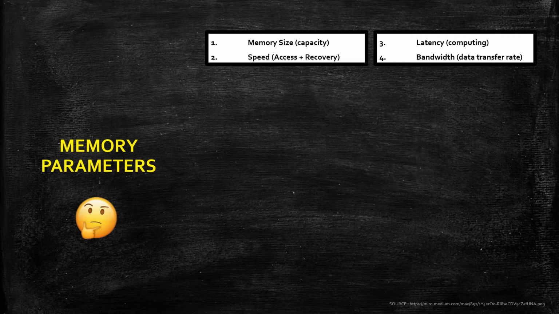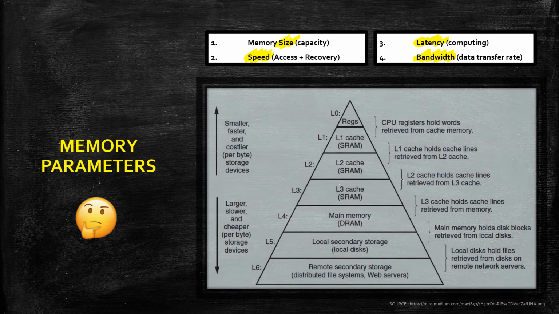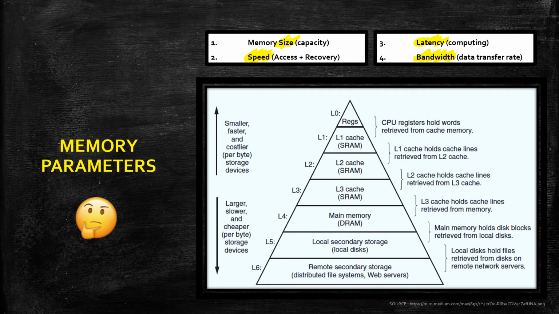So here we have four different parameters. Size, we know very well about the size. Then the speed. Speed means the access time, how much time it takes to access the data. Then there is latency, and then we have bandwidth. We will see all these parameters in detail in the next slides. But before that, look at this diagram. This is the memory hierarchy diagram. Here you can see that all the memories are placed in each column.